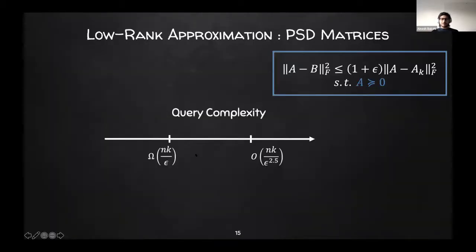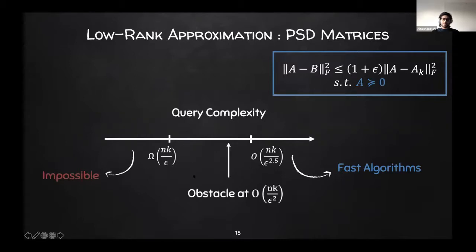If that summary was a bit too fast, here's a picture to summarize the results that were known before our work. On the x-axis here, we have the query complexity. Above this threshold of nk over epsilon to the 2.5, we have fast algorithms. Below this threshold of nk over epsilon, the problem is information theoretically impossible. And there's a gap here, and we don't know what the right complexity of the problem is.